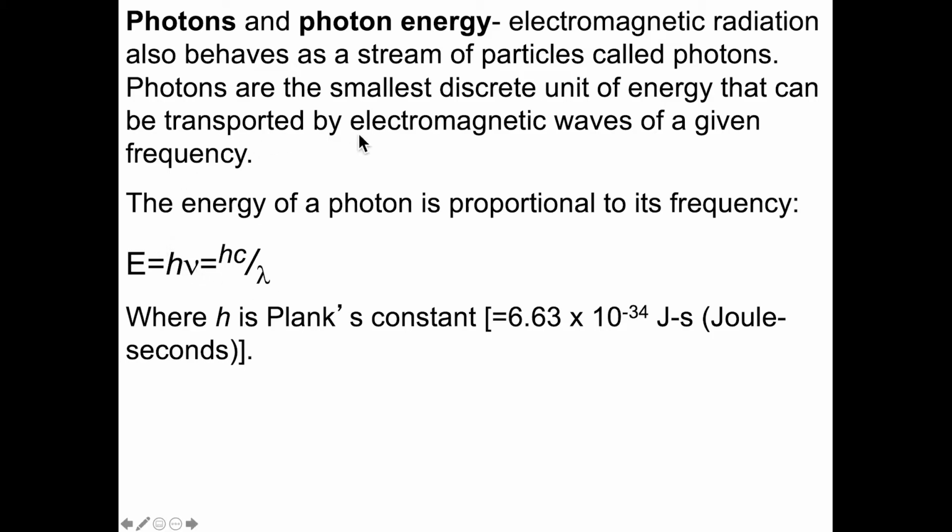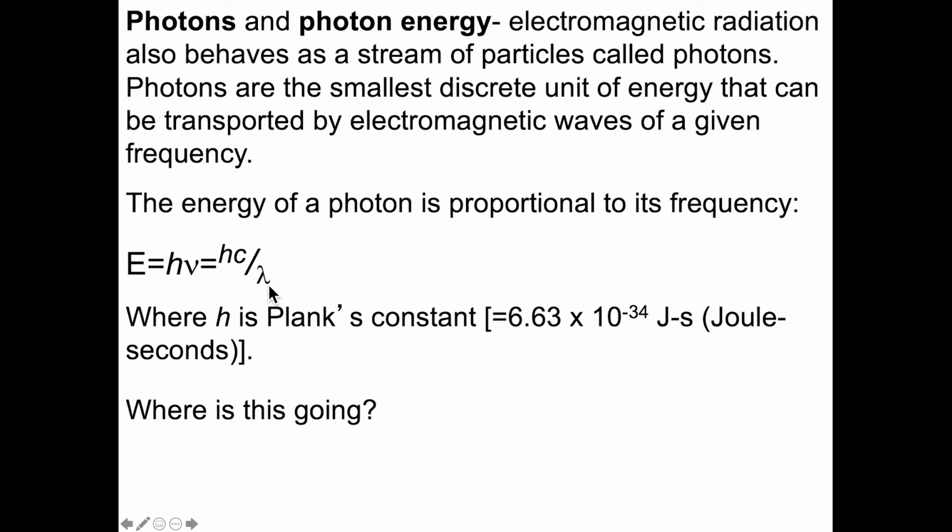Photons are, by definition, the smallest discrete unit of energy that can be transported by electromagnetic waves of a given frequency. The energy of a photon is proportional to its frequency, such that E is equal to h nu, where h is Planck's constant, defined down here. That is in turn equal to Planck's constant times the speed of light divided by the wavelength, lambda, here.